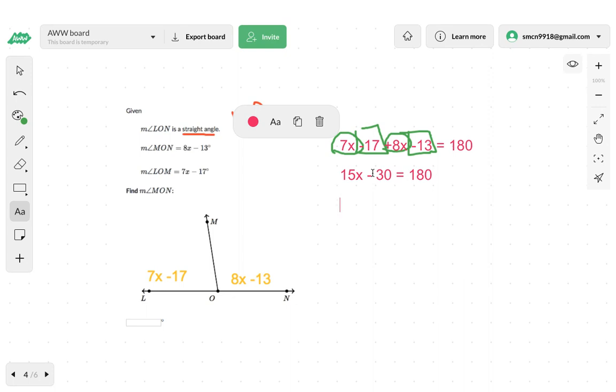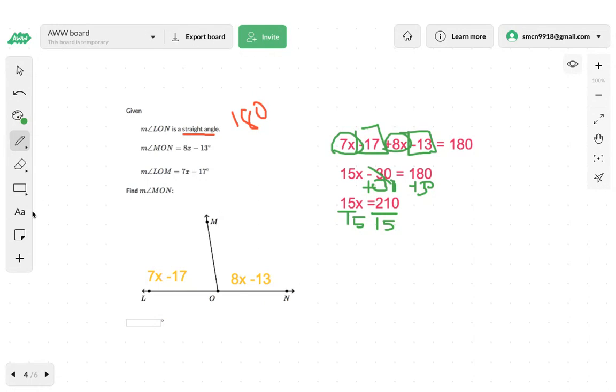Then I'm going to add 30 to both sides. I'm going to get 15x equals 210. I'm going to show you that step. I'm going to add 30 to both sides to start getting that x alone. And then I'm going to divide by 15. Let's see what our x value is. 210 divided by 15, x is going to equal 14. So we know the value of x.